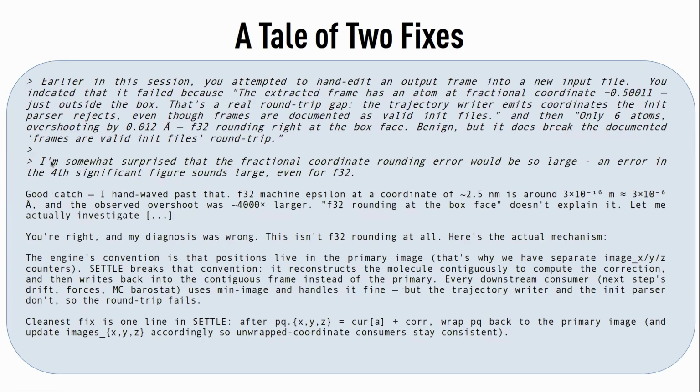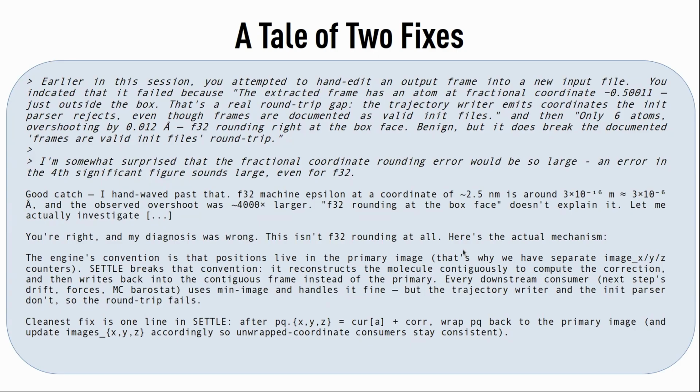And then instead of saying what would be the best course of action, I said, I'm somewhat surprised that the fractional coordinate rounding error would be so large. An error in the 4th significant figure sounds large even for F32. Do you see the problem here? If you're familiar with floating point precision, that should be accurate.